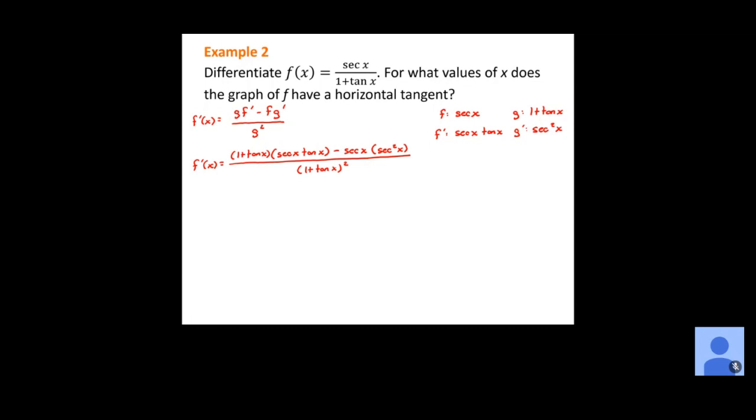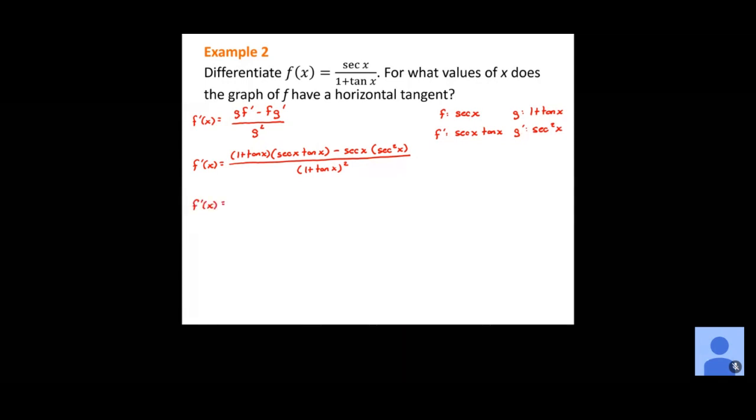Any questions up to that point, finding those derivatives, substituting into the quotient rule? Okay, so now we're going to simplify.